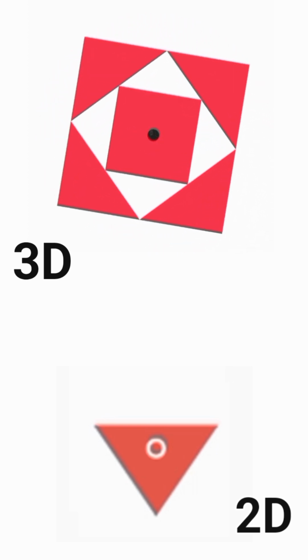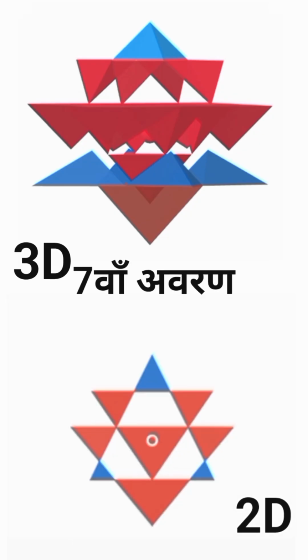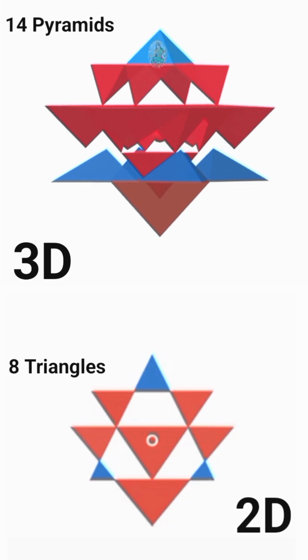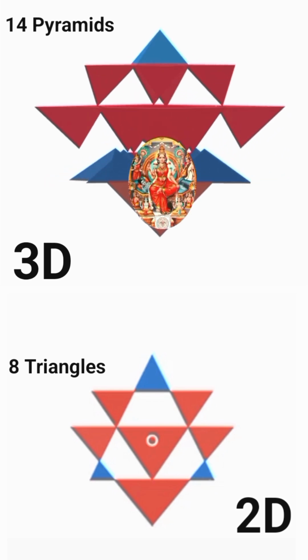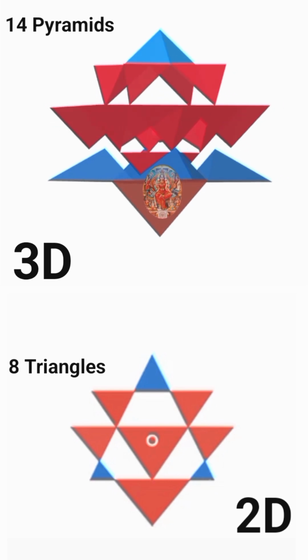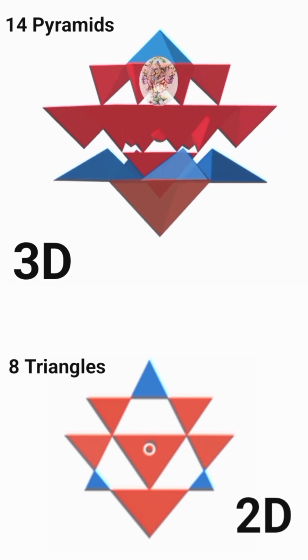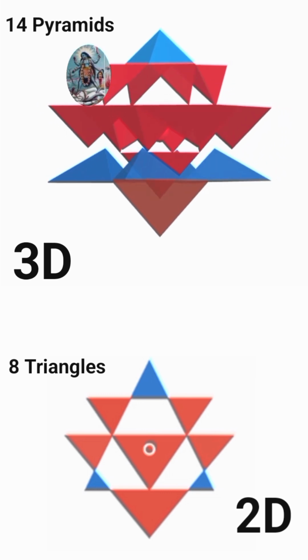Coming to the next Avarana, the 7th Avarana, in 2 dimensions it is a set of 8 triangles. In 3 dimensions they are represented by 14 pyramids. The pyramids are symbolically portrayed as energy diagrams. They are used by shamanic healers all over the world.